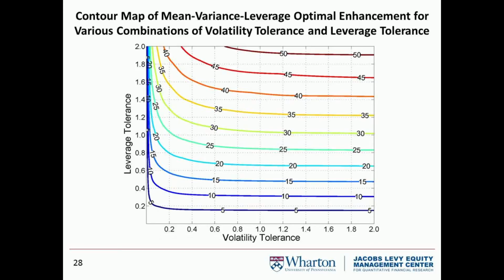And we can refer to this contour as an ISO enhancement contour because all along the contour, the enhancement level is the same at 20%. You can also see that as you increase your leverage tolerance, you rapidly increase your desired levels of enhancement or leverage. As you go vertically up in this chart, your enhancements increase from 10%, 15%, up to 50%.